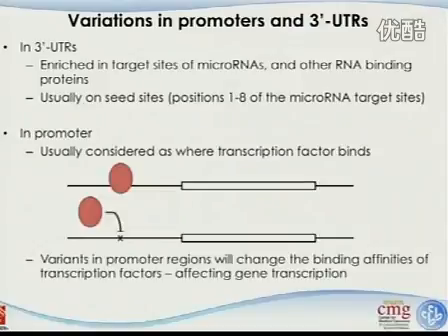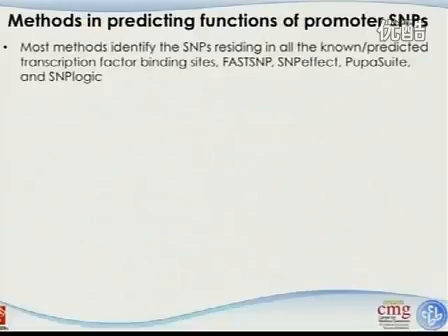Next is the promoters. They are usually considered as where transcription factors bind. So the general notion is, if there's a transcription factor that binds in the promoter region upstream of the gene, and there's a variation here and the transcription factor doesn't like this region anymore, that will affect the gene expression levels. Okay? And most methods for promoter SNP prioritization identify the SNPs residing in all the known or predicted transcription factor binding sites. So you know these are the regions where transcription factors bind, and you see whether you find a variation in those regions.